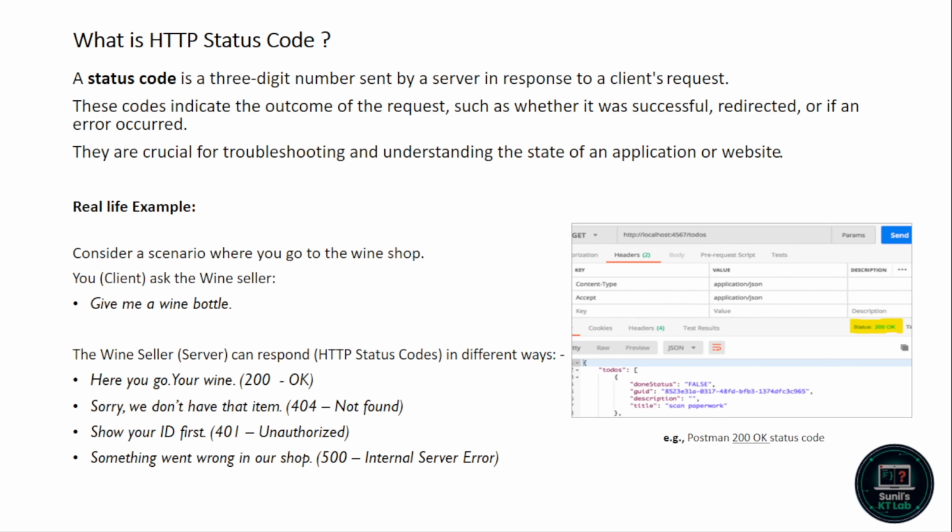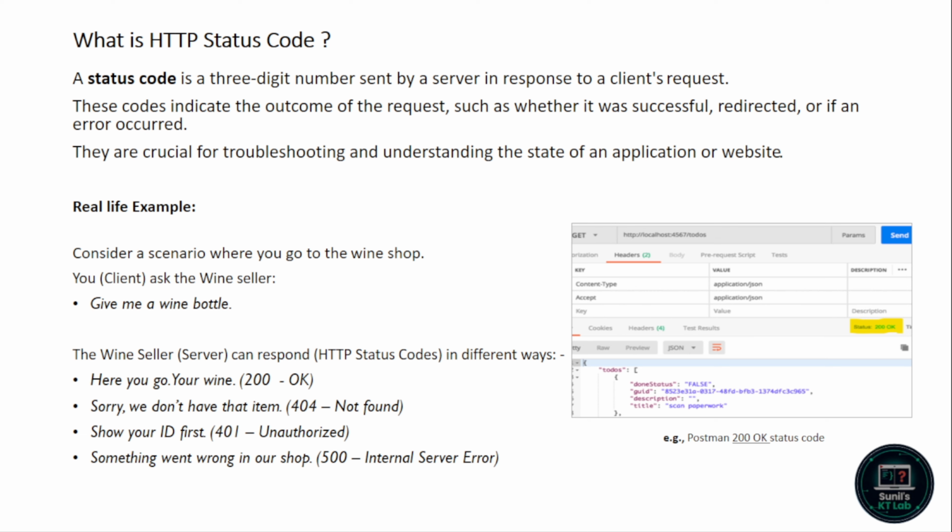HTTP status code. What is an HTTP status code? It's a 3-digit number sent by a server in response to a client request. When a client makes any request to the server, the server sends a response message and also an HTTP status code. This code indicates the outcome of the request, whether the request made by the client is successful or some error occurred while processing it.